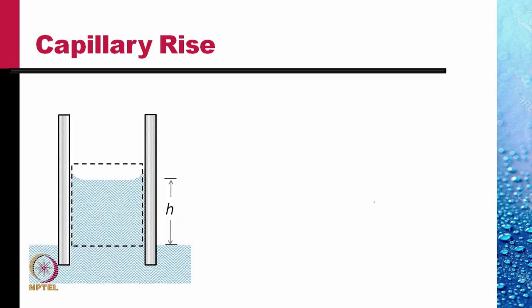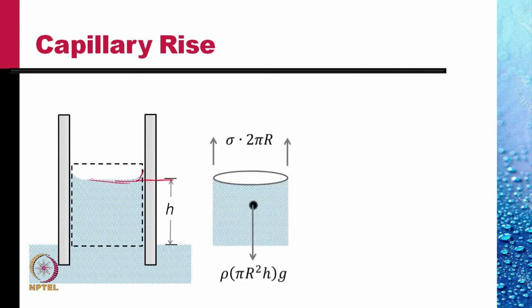To analyze this capillary rise, consider a capillary in which the liquid has risen up to a level h. Of course, we ignore the meniscus and measure only height in the main tube. We consider the free body of this fluid. This free body is shown here.